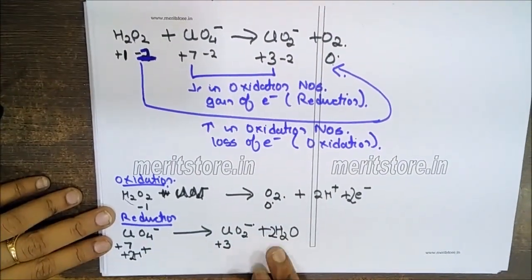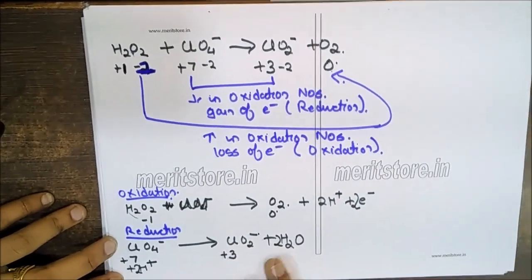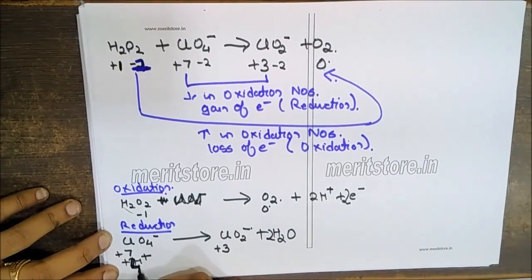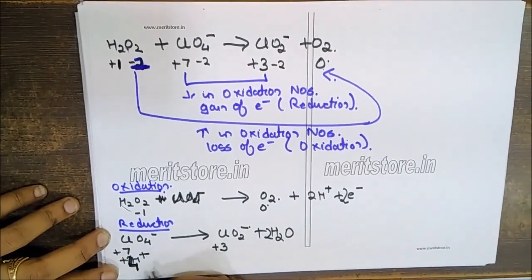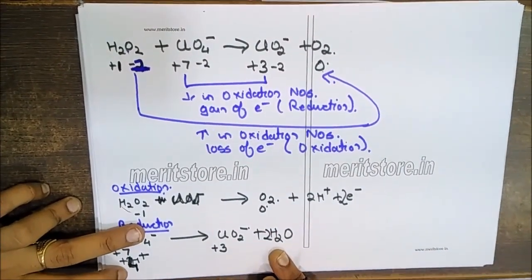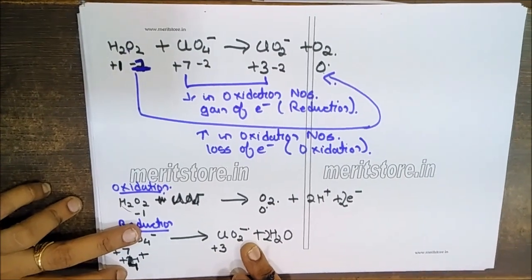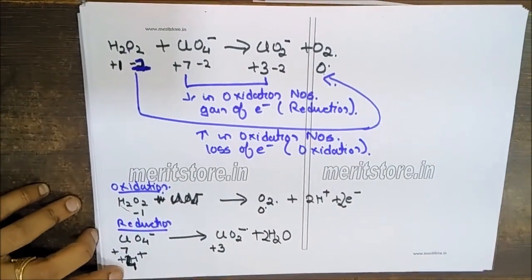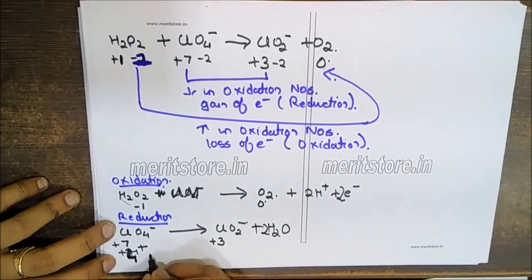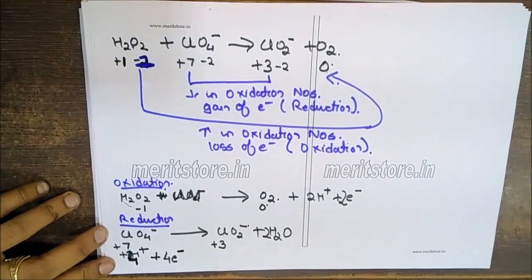We had added 2 water molecules over here, so here there is 4H+. And here we need to make it 4. So here what would be the net charge? 4H+ and minus 1, that is plus 3. And here there is minus 1. So we can add electrons only to the left hand side of the reduction reaction. So we're going to add 4 electrons on my left hand side.